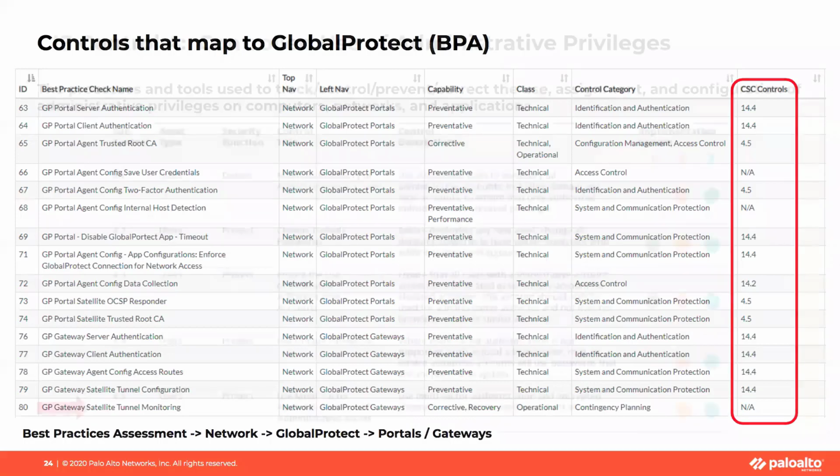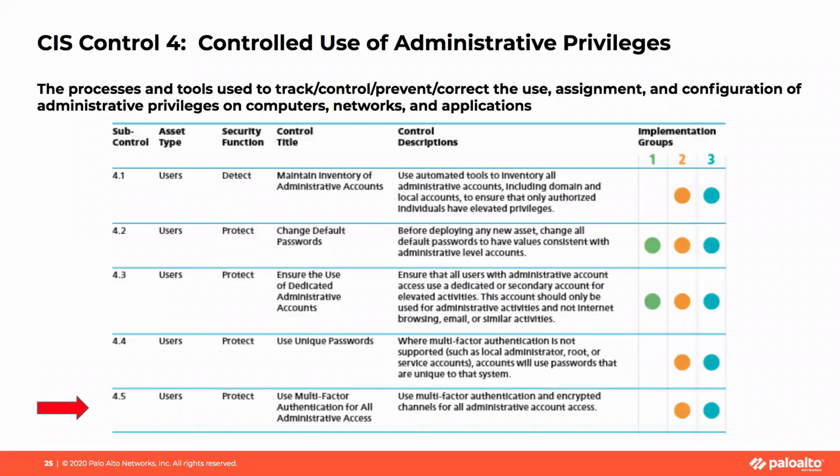Next slide, if you could, Dan. So there are 2 different critical security controls over 3 different sub-controls that map to the 16 checks for GlobalProtect through the best practice assessment. This one in particular is calling out 4.5. It's a sub-control of CIS Control 4, which is controlled use of administrative privileges, primarily based on multi-factor authentication and administrative access. Next slide, Dan.